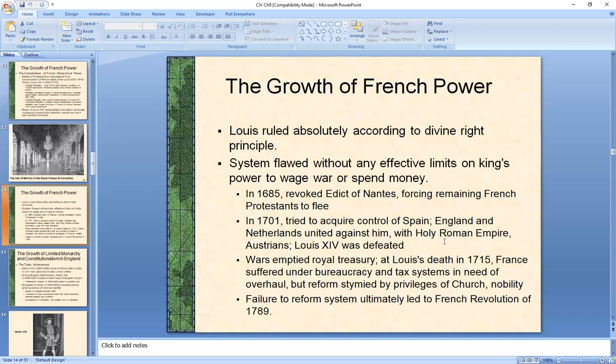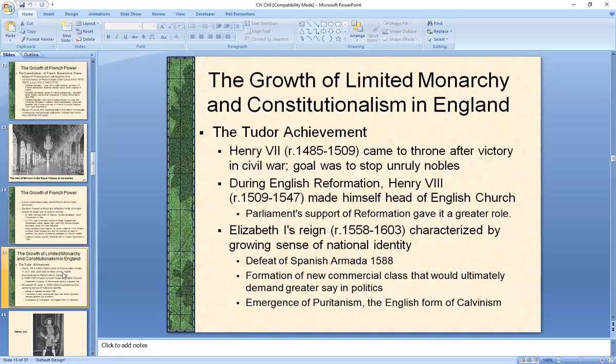The wars emptied the royal treasury, and at the time of Louis's death in 1715, France really needed an overhaul. Remember, they needed to have their tax systems reviewed. They needed a review of church privileges, that sort of thing. And just this failure to reform in France ultimately led to the French Revolution of 1789. We'll talk more about that in just a few minutes. First, though, I want to talk a little bit about England.